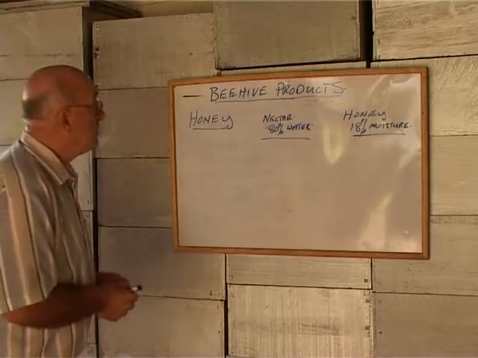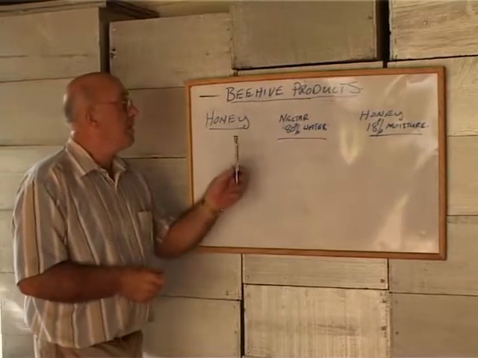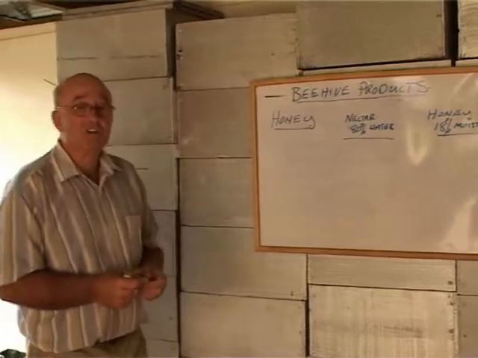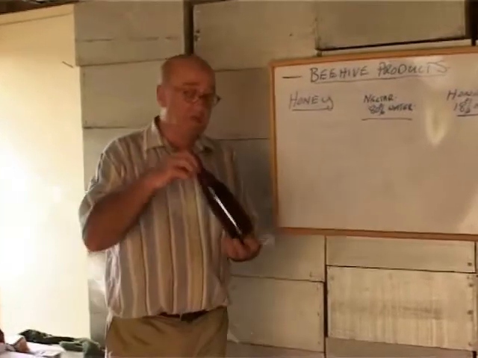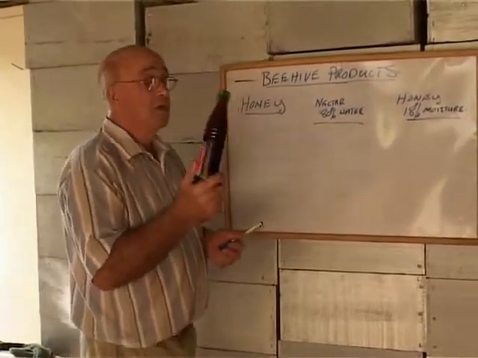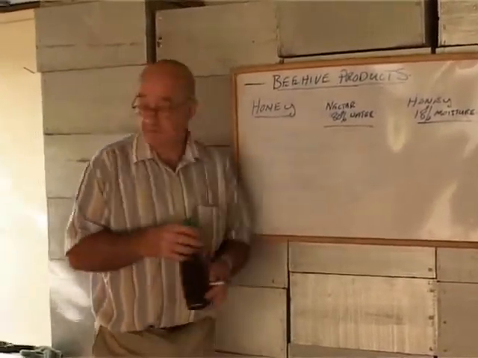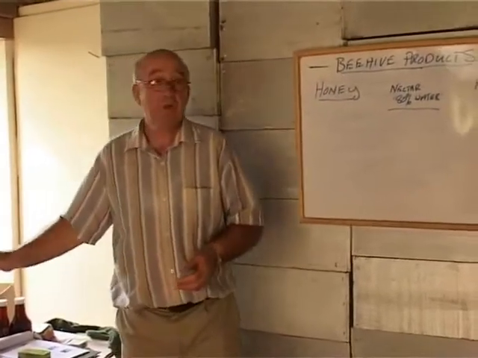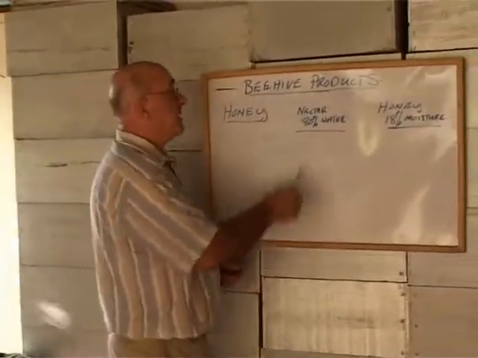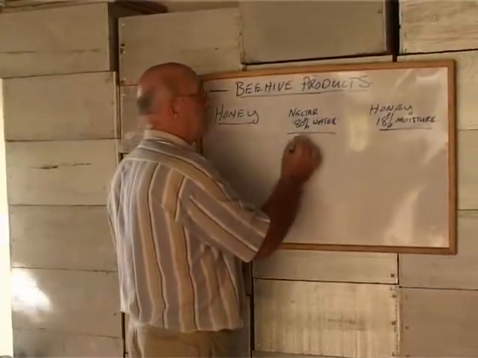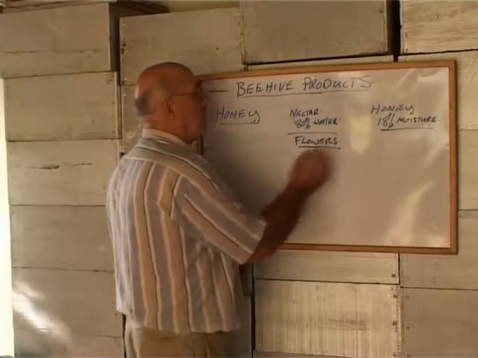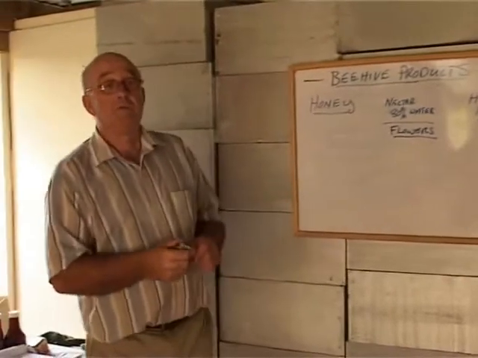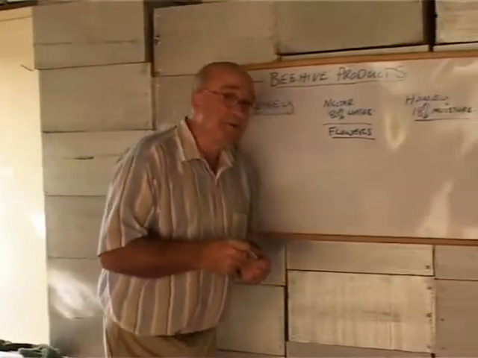This time we want to cover beehive products. First one we'll look at is honey. That's the most common product of the beehive. And honey is derived from nectar. Nectar is gathered from the flowers by the bees from nectar bearing flowers.